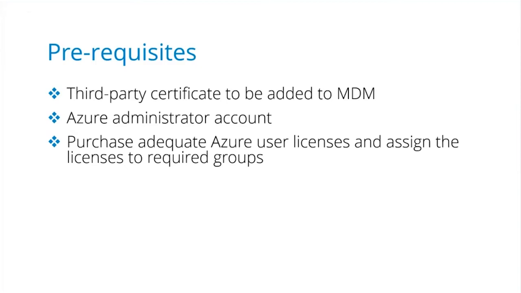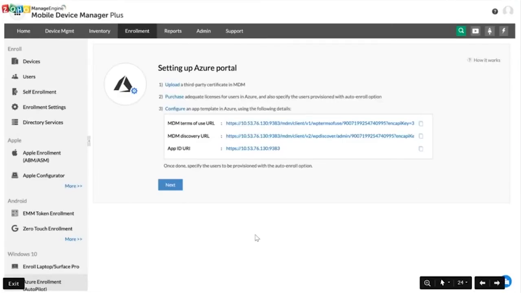Now let's look at what this process looks like on the MDM interface. This is a screenshot of the MDM interface that I've attached here. First, from the MDMP home, navigate to the enrollment tab. Under the Windows 10 tab, click on Azure Enrollment. Here, you can see the steps, as discussed, to enroll the device using this method.